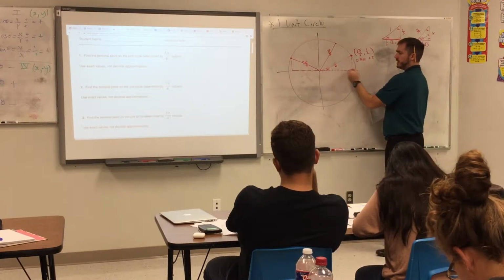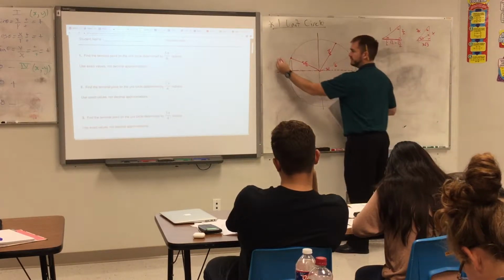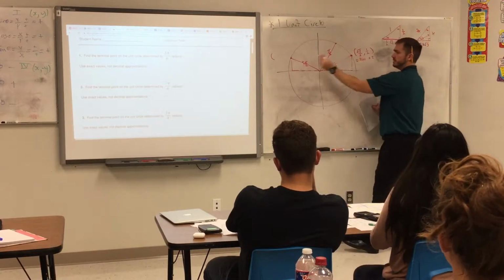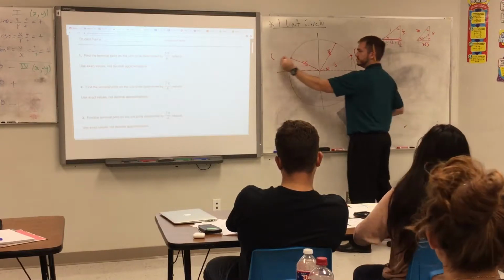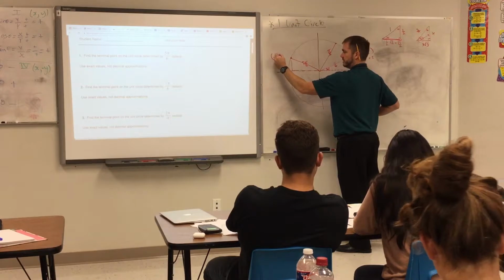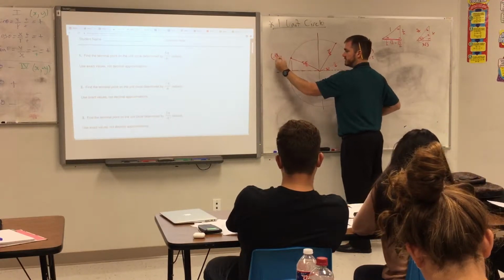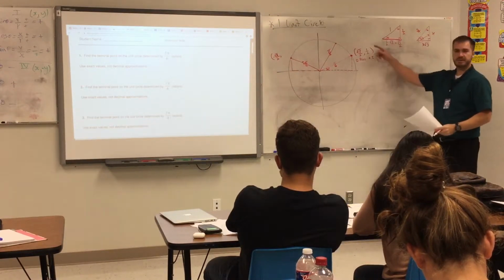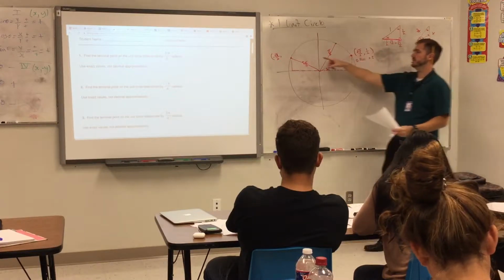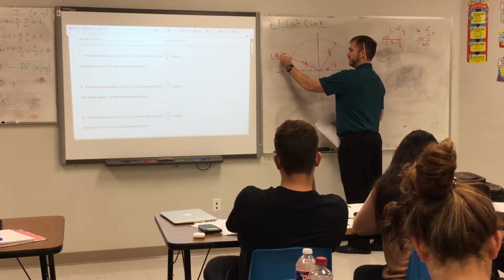However far I kicked right on this side, I'm going to kick left over here. So that's going to be, instead of positive root 3 over 2, we're looking at negative root 3 over 2. And my y value, same, 1/2.